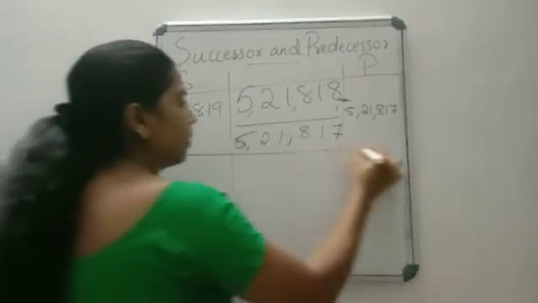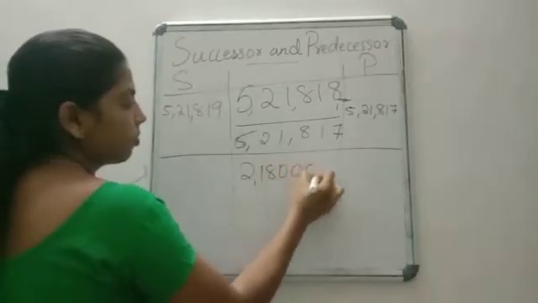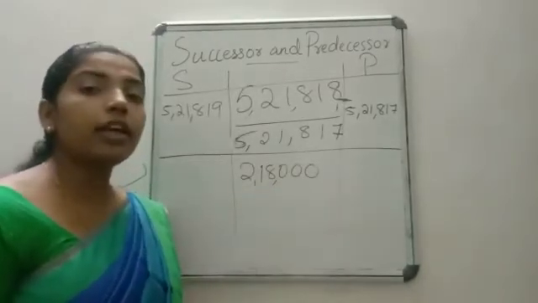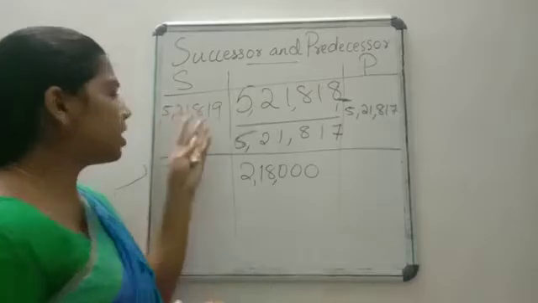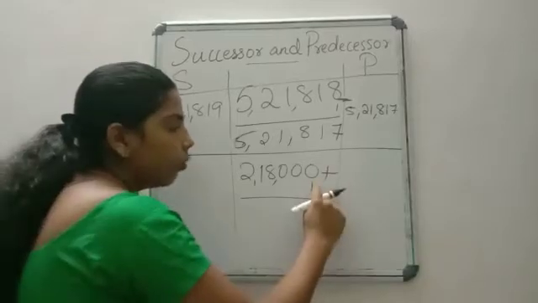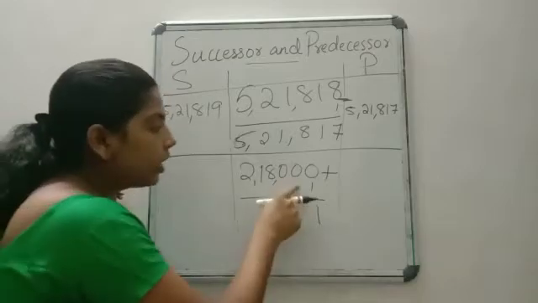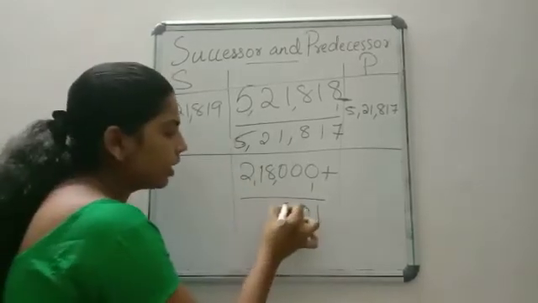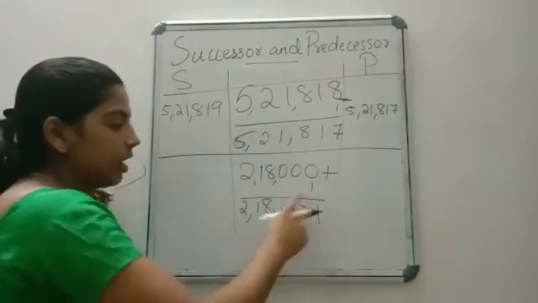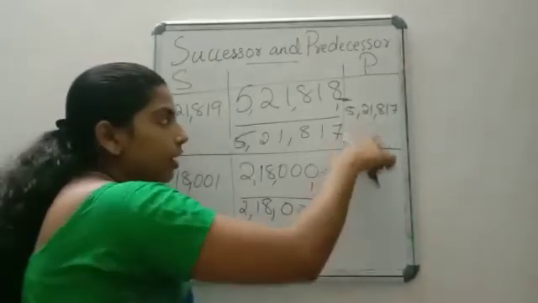Let us do one more question. 2,18,000. We have to find the successor as well as predecessor. So first let us find the successor. That means we have to just add 1 to this given number. Any number plus 0 is that number itself. That is 0 plus 1 is 1. And in all other places no numbers are there, so just write those numbers as they are. Okay, so our successor is 2,18,001.